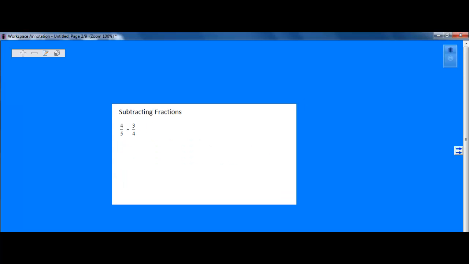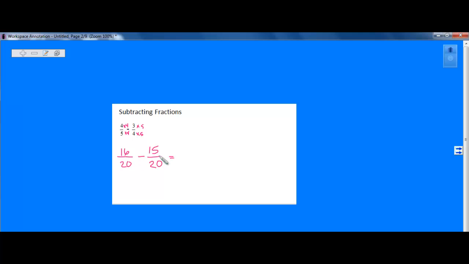The next type of problem that we're going to look at is subtracting fractions. You're going to follow the same steps. First, you need to find a common denominator. Between 4 and 5, the common denominator is 20. Over here, I need to multiply by 4 to get there. So 4 times 4 is 16/20ths, minus, over here I need to multiply by 5, and I get 15/20ths.